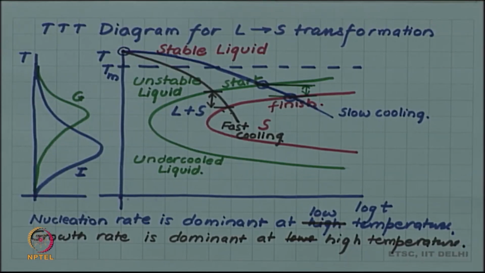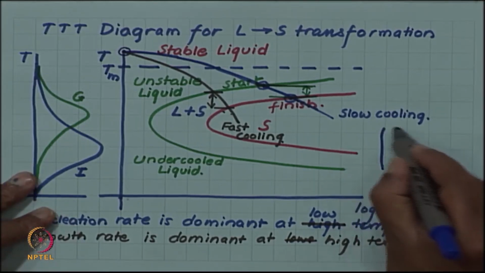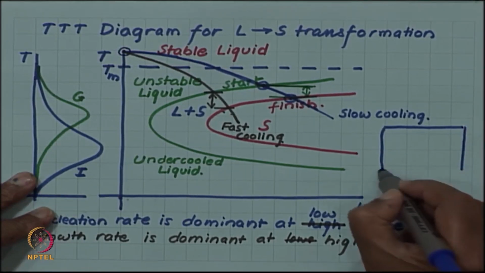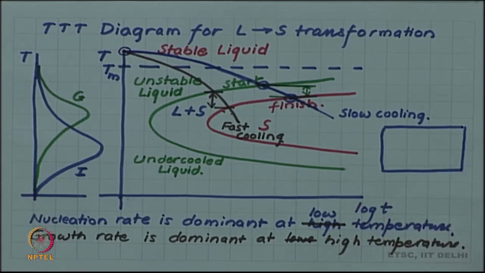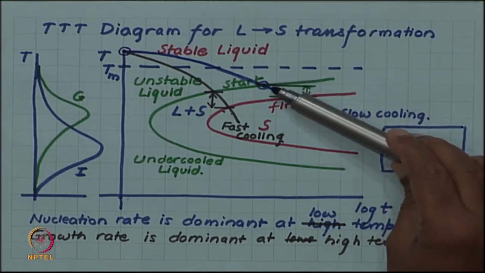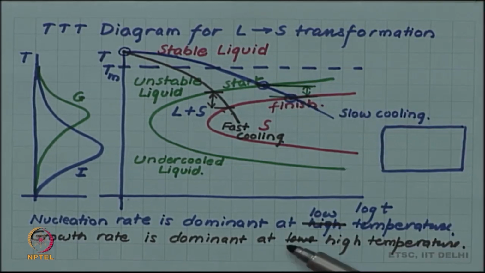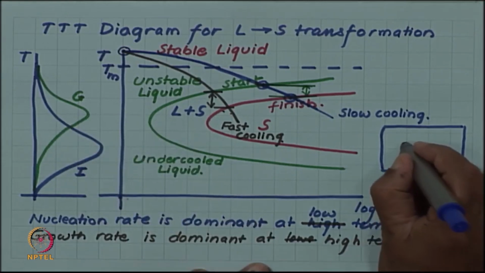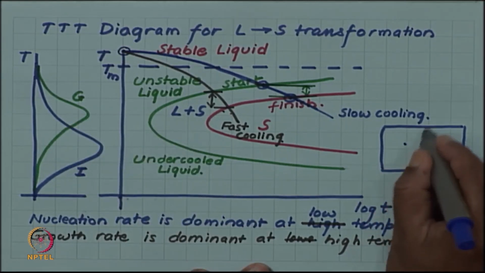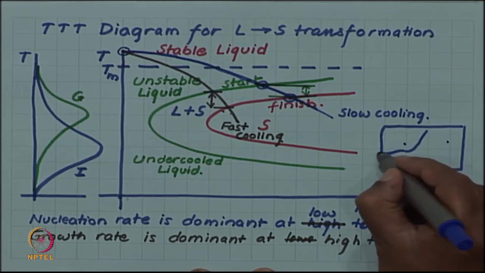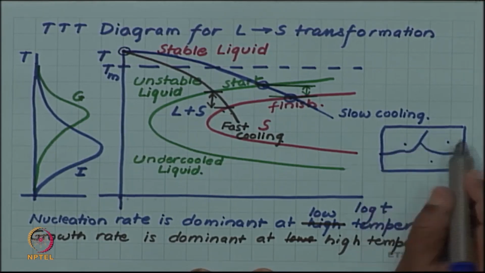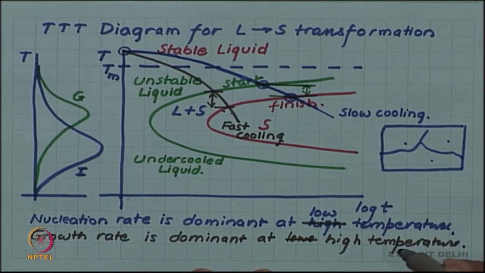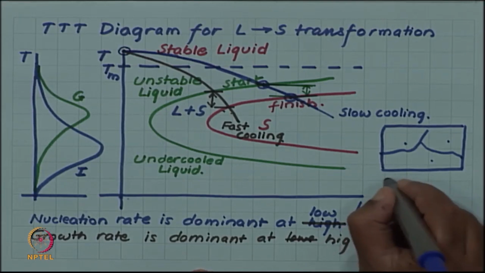Now, you can imagine what is happening in your liquid. So, if you have a liquid, and in slow cooling the transformation temperature was higher, so the growth rate is higher and growth rate is more dominant than the nucleation rate, which means few nuclei will form, but they will grow very fast. So, few nuclei form and they grow very rapidly. So, you will end up with large grains or coarse grains.